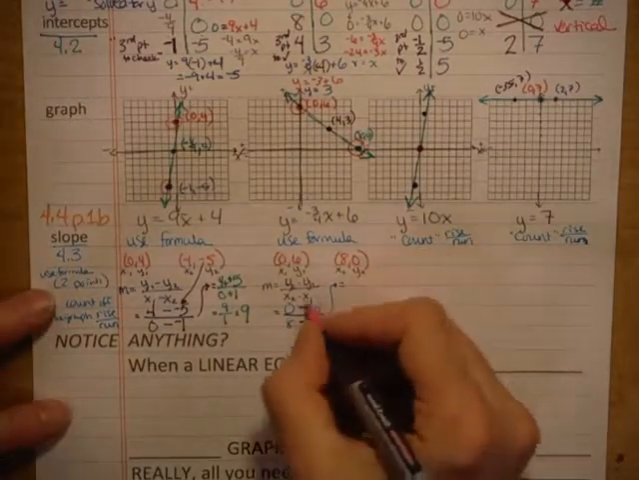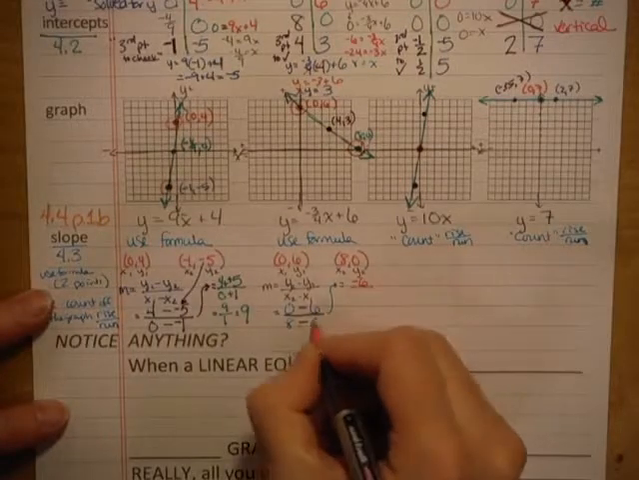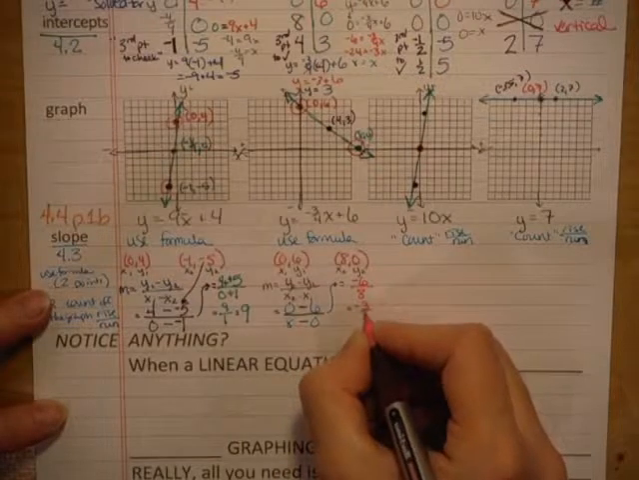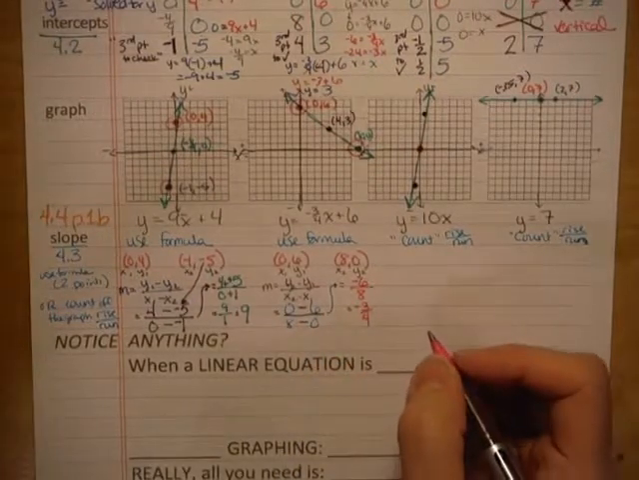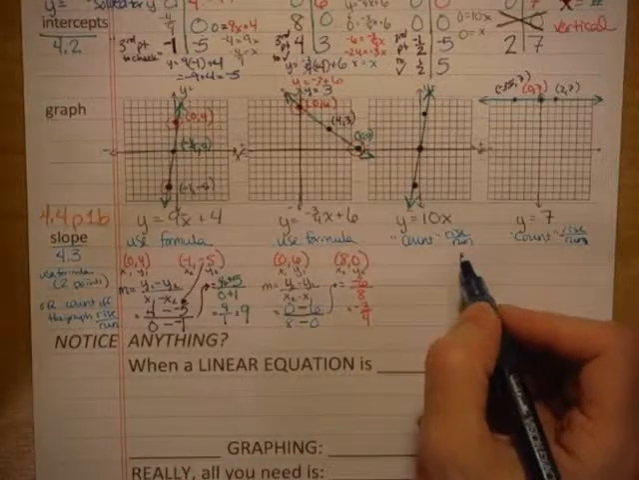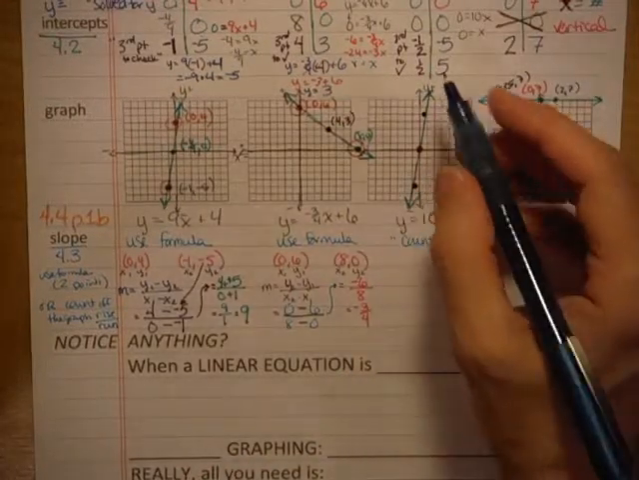From that, I get 0 minus 6 is a negative 6, 8 minus 0 is 8, and that reduces to a negative 3/4. So our slope is negative 3 over 4. For this next one, let's count it off over from the graph.